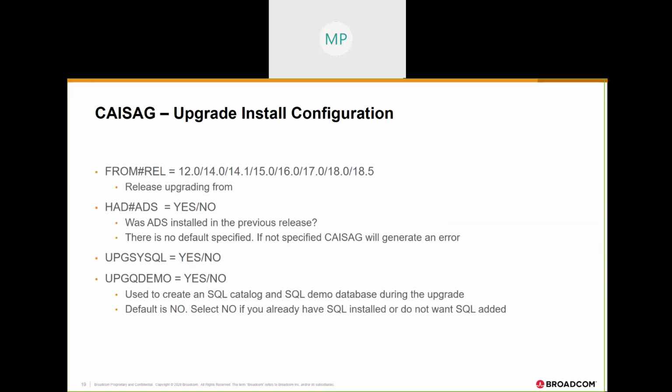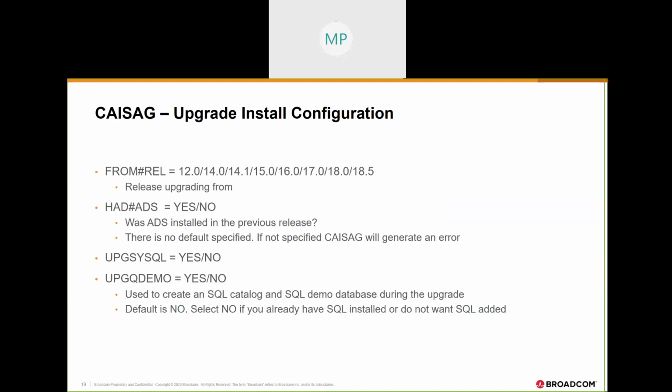The from rel variable is the release that you are upgrading from. So we support upgrading from all releases starting at 12.0. The default from rel value is 18.5. The had ads variable specifies if ads was installed on the previous release. This is another variable that will generate an error if a value is not specified. So again, you must specify yes or no. And if you specify no, the ads was not installed, we just add some ads records to the dictionary.